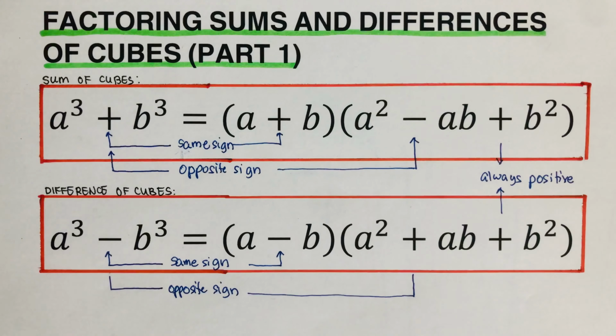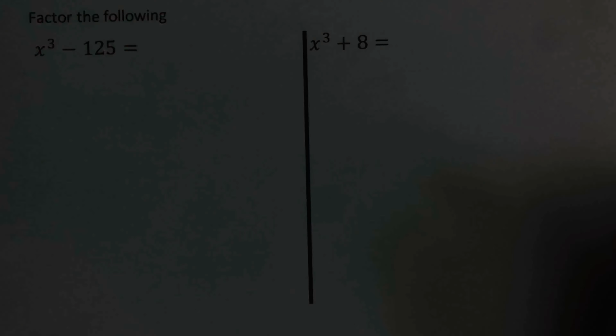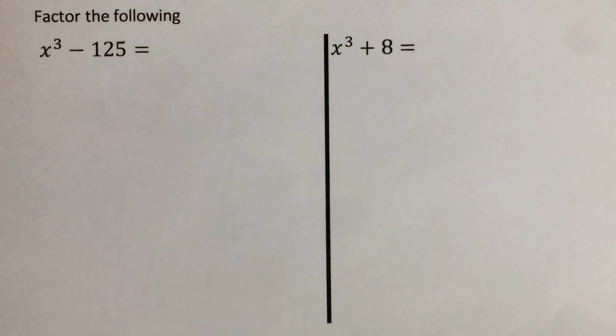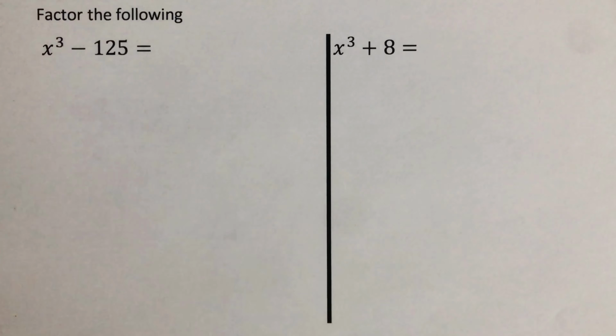So that's the trick. Now let's have an example to see how this formula works. So let's take this first example right here. So we're supposed to factor x cubed minus 125. There are steps that we need to follow in order that we can factor this.